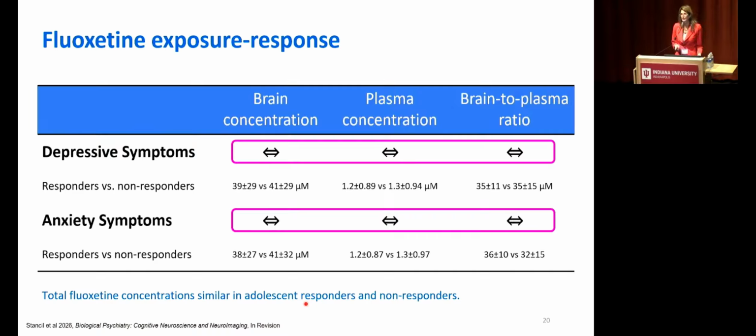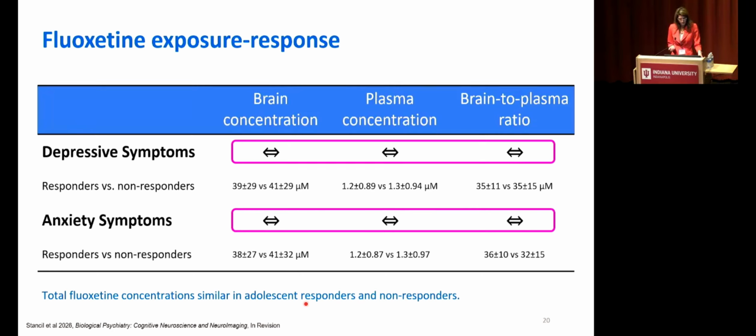And similarly with anxiety, we used an established cutoff. And what you can see here is that in these two groups, when we dichotomize them into responders and non-responders, there wasn't a difference in brain concentration, plasma concentration, or brain to plasma ratio. And this similar relationship was seen when we looked at symptom scale, or score rather, as a continuous variable.